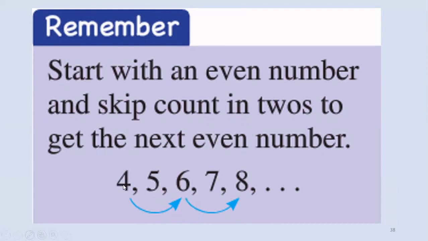So if we do the skip counting from here, we will move to 6. Skip counting in 2s. So 6 is also an even number. And from 6 again we will do skip counting of 2s. Then it will come to 8. So it is also an even number. And after 8, which number will come? It will be 10. So all the numbers which end with 0, 2, 4, 6, 8 and so on are called even numbers.